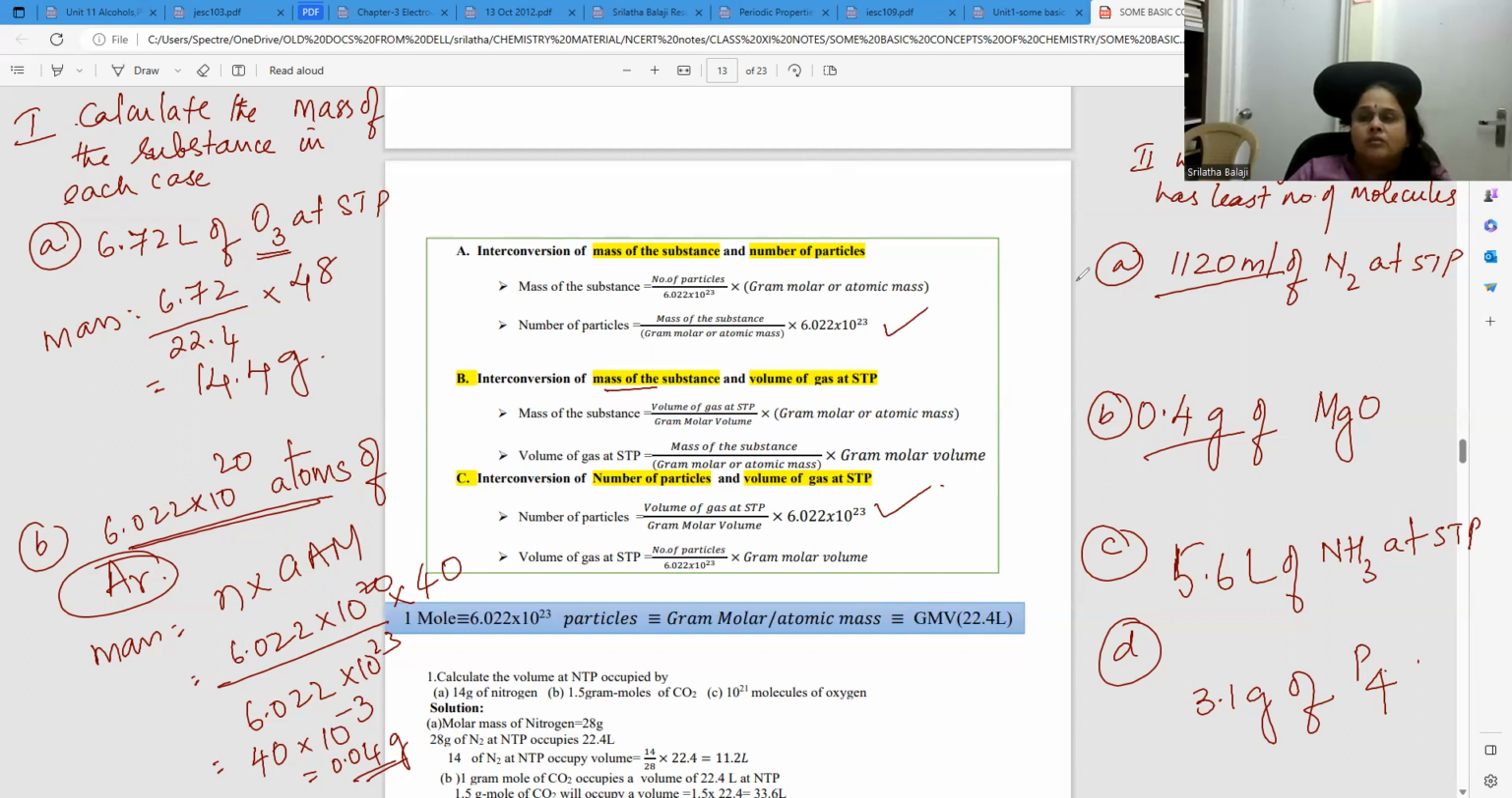So what is volume to number of molecules here? Number of particles is what? Number of moles into Avogadro number. And it is 1120 divided by what do you do? Which figure do you give here? Because it is in ml, I can use 22400. Got? Come on.